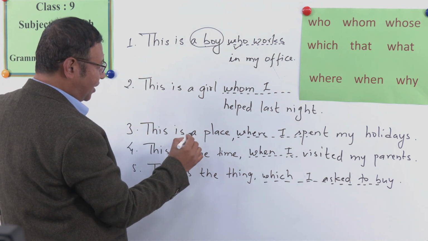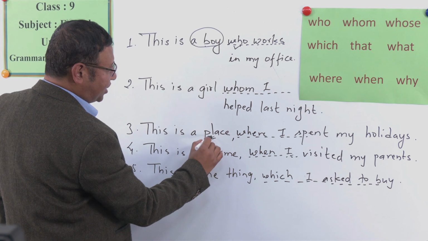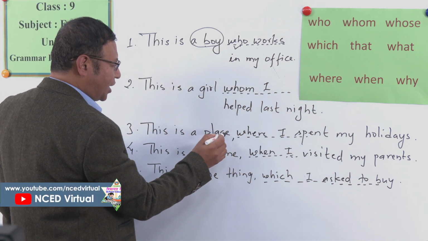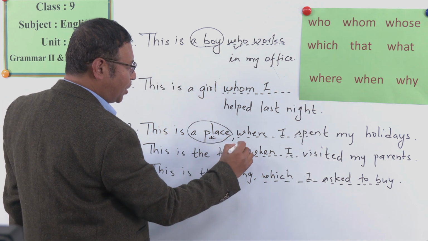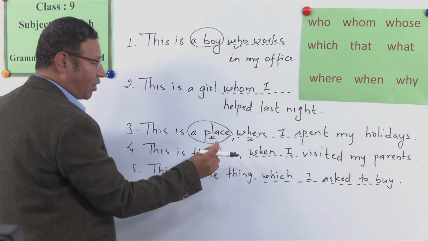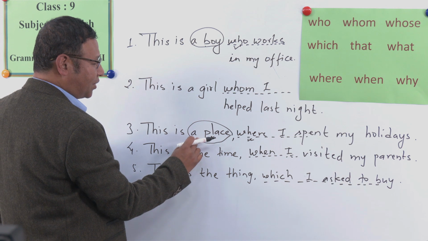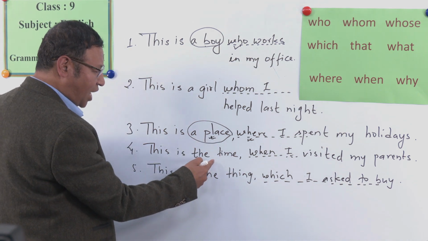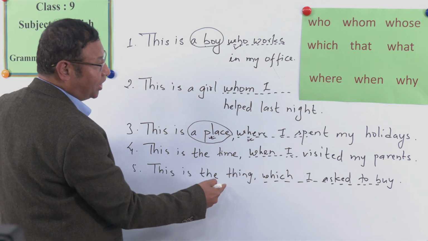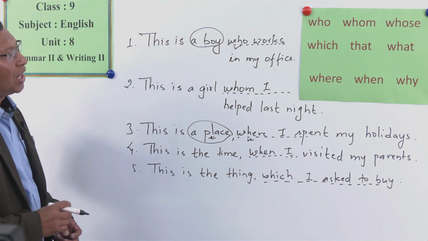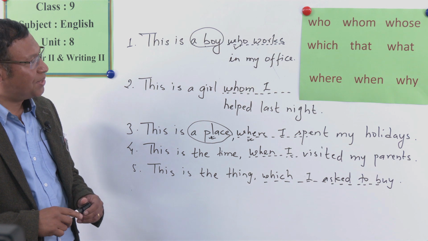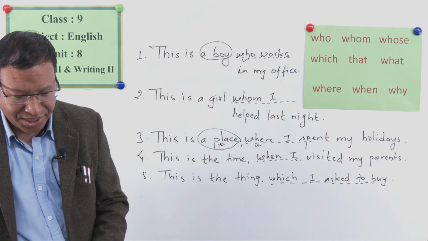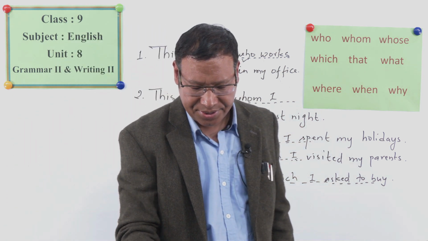And similarly, for a place, instead of place we use where to indicate the place. Instead of place, where has been used, and where relates to this place. Similarly, when talks about the time, and which talks about the thing. In this way, they are used as relative pronouns. All right. Okay. So, moreover, let me show you here first.